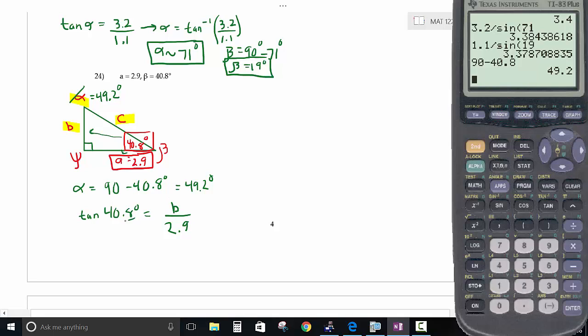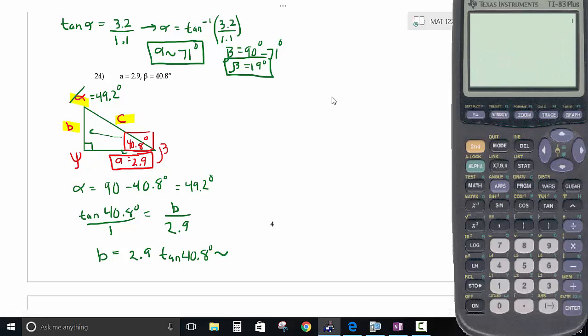Now this equation can be cross-multiplied if you want to. So B times 1 is B, and then you're going to go 2.9 multiplied by the tangent of 40.8 degrees, and then we can get an approximate answer on that. You want to make sure, of course, your calculator's in degree mode. So let's see, 2.9 times the tangent of 40.8 degrees. And that side is going to be about 2.5. So B is 2.5, so now we got that piece.